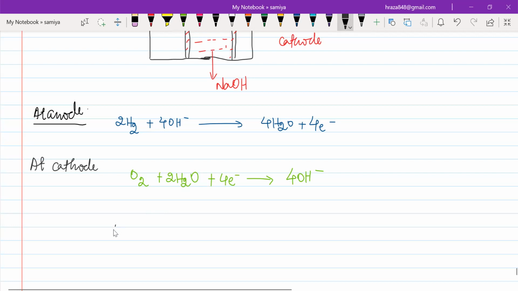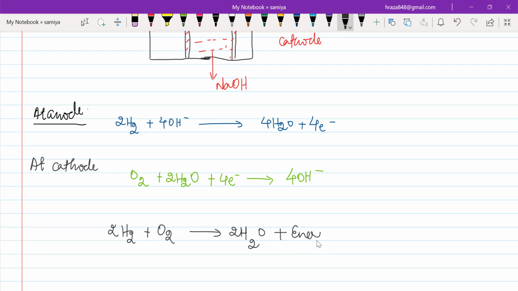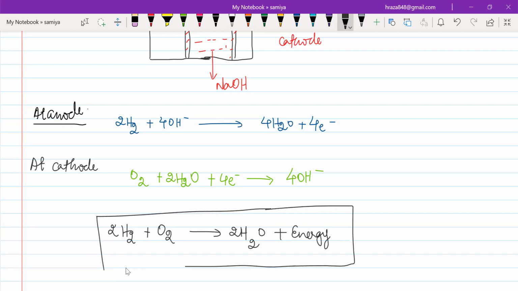Now the net cell reaction, you can see: 2H2 plus O2 will give 2H2O plus energy. This is for discharging also. On the left hand side there is 2H2O, and on the right hand side there is 4H2O. So this 2H2O will go to the right hand side and subtract, and 2H2O will remain. Now you can see the 4OH- and OH- will be cancelled. So this will be left with us. Please write it.